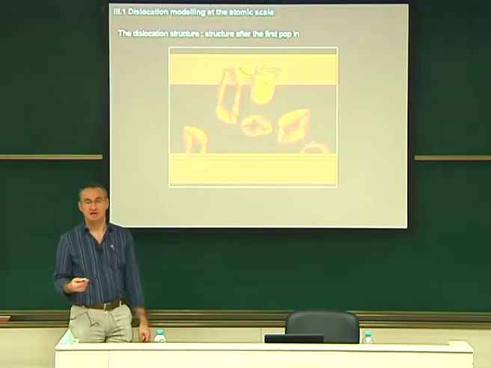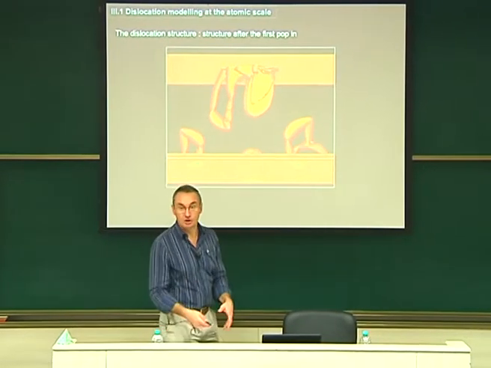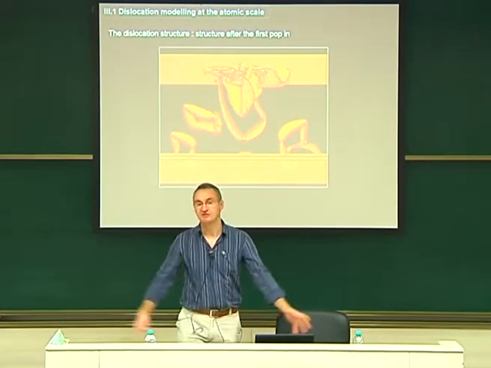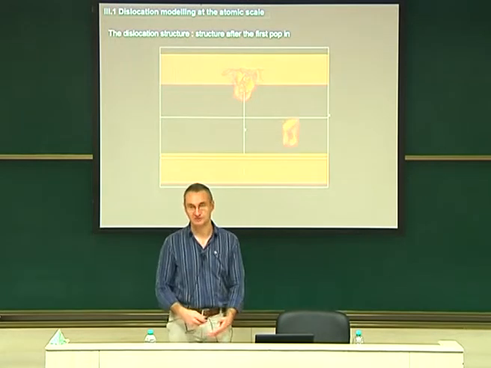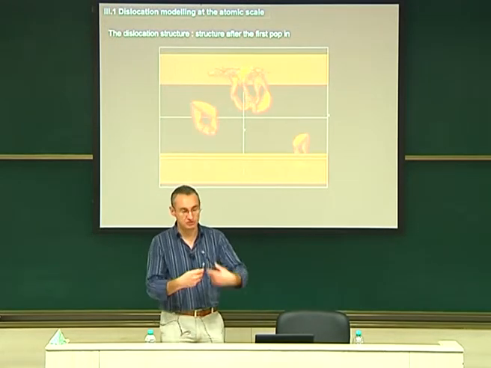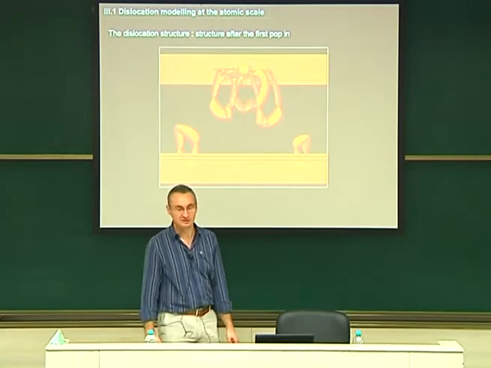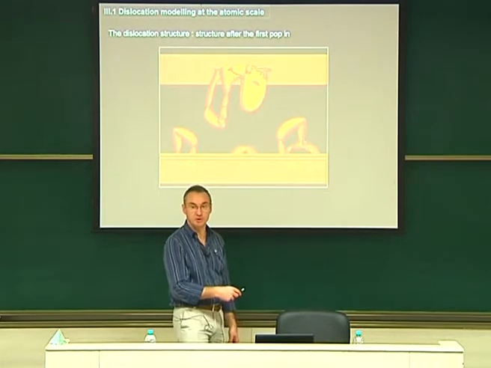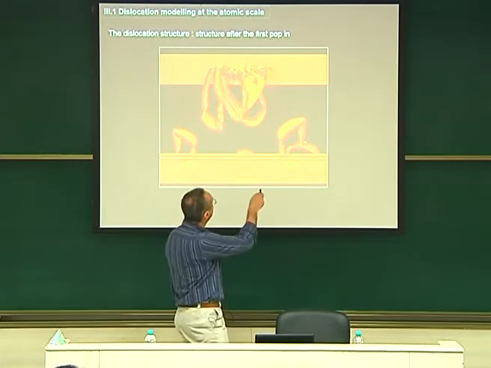So actually, experimentally, we never have one single loop. When you have the pop-in, you have thousands of loops which are emitted suddenly. You see, it's not a single one. Usually, you have more than one at a shot. Exactly. So this will create a stress drop because of the punch at the surface.